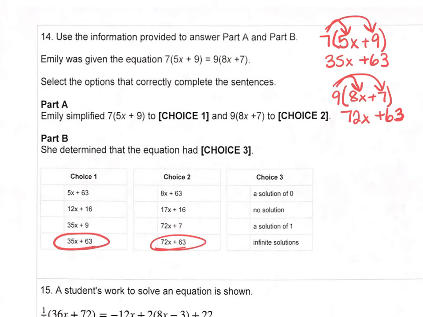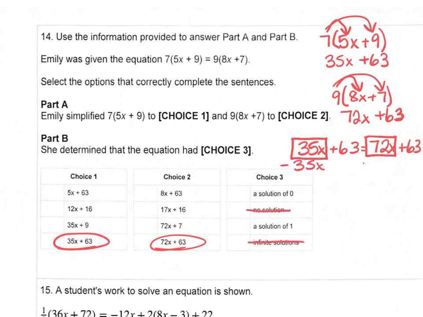And then she determined the number of solutions the equation has. Well, just remember, when she simplified, we got this equation. And we've discussed before that if these x terms are different on each side, when you solve, it's going to have one solution. So there will be one solution, so we can eliminate those two answer choices.